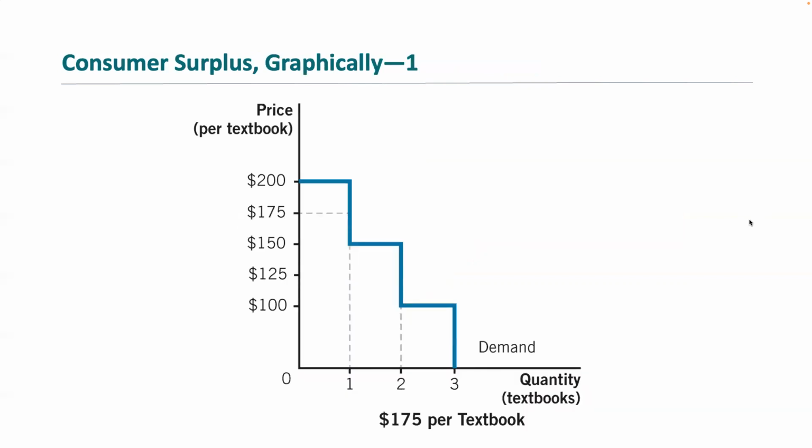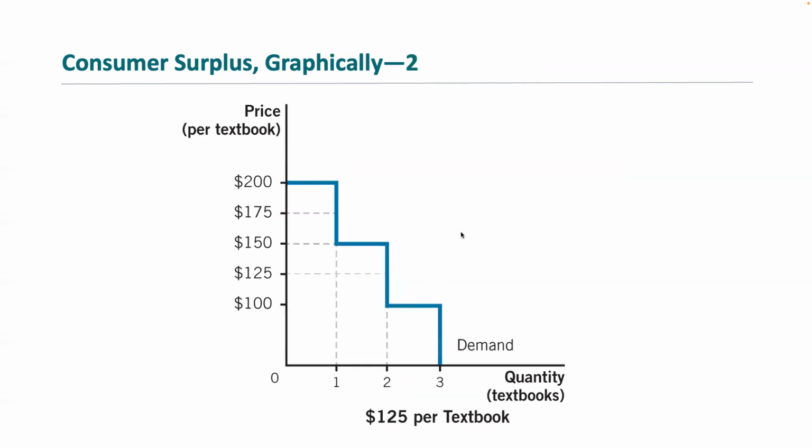If that price is $175, then Ron is getting a consumer surplus of $25 because he was willing to pay $200, but he only actually had to pay $175. If that price decreases down to only $125, Ron would be getting a consumer surplus of $75 because he was willing to pay $200, but he only had to pay $125. 200 minus 125 gives us Ron's consumer surplus of $75.